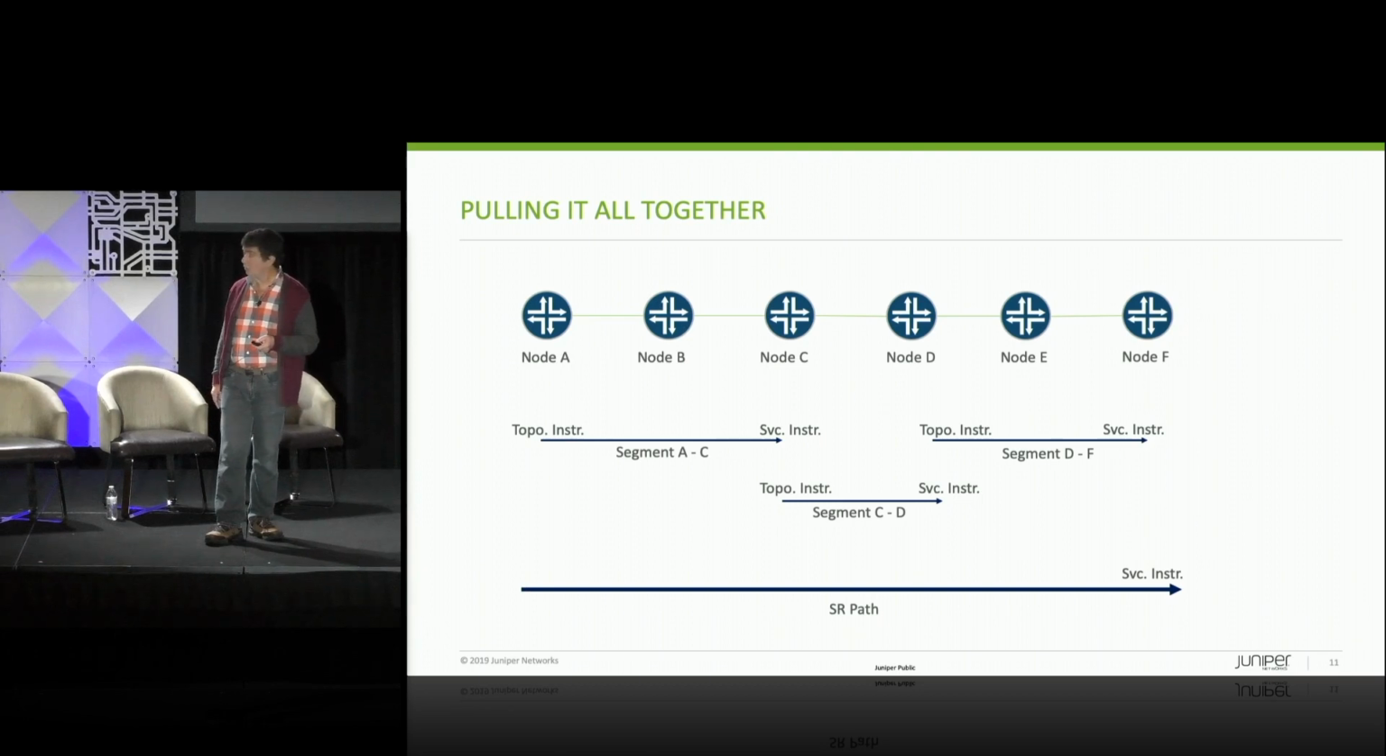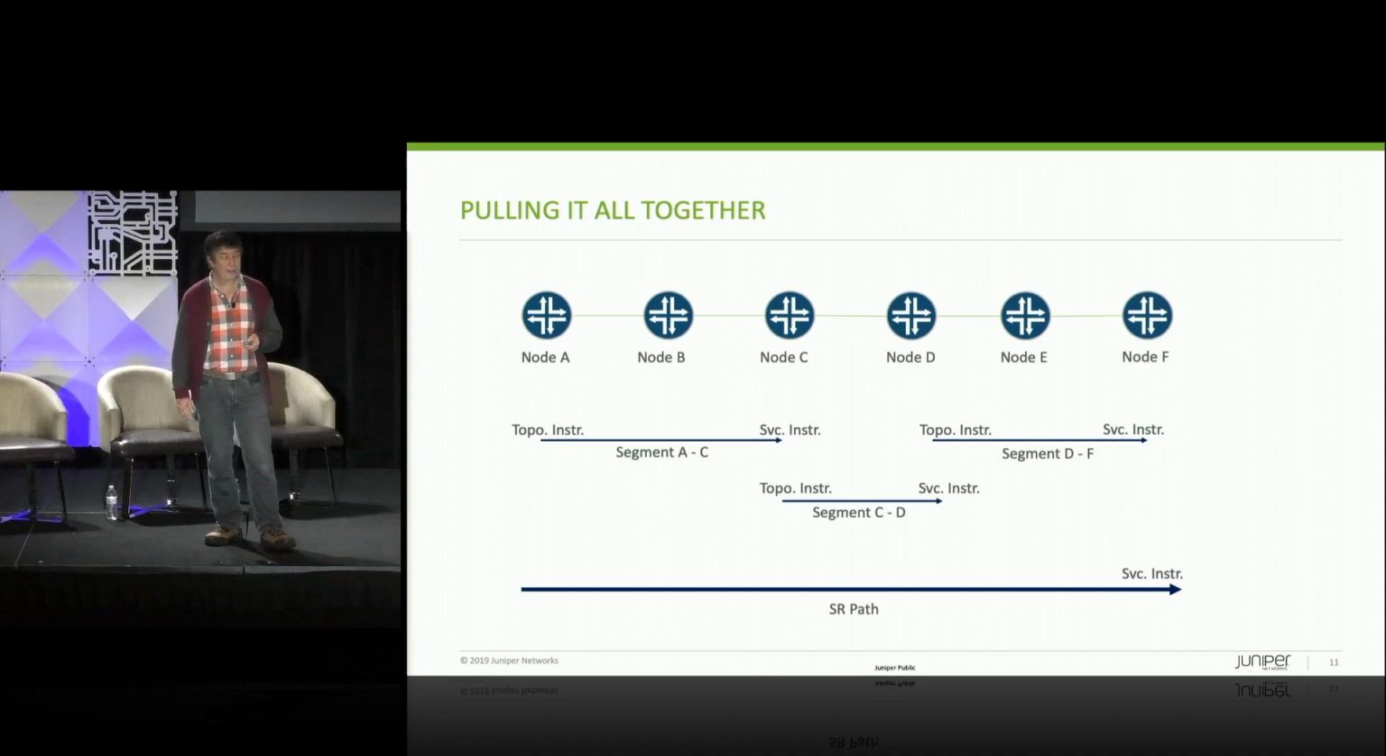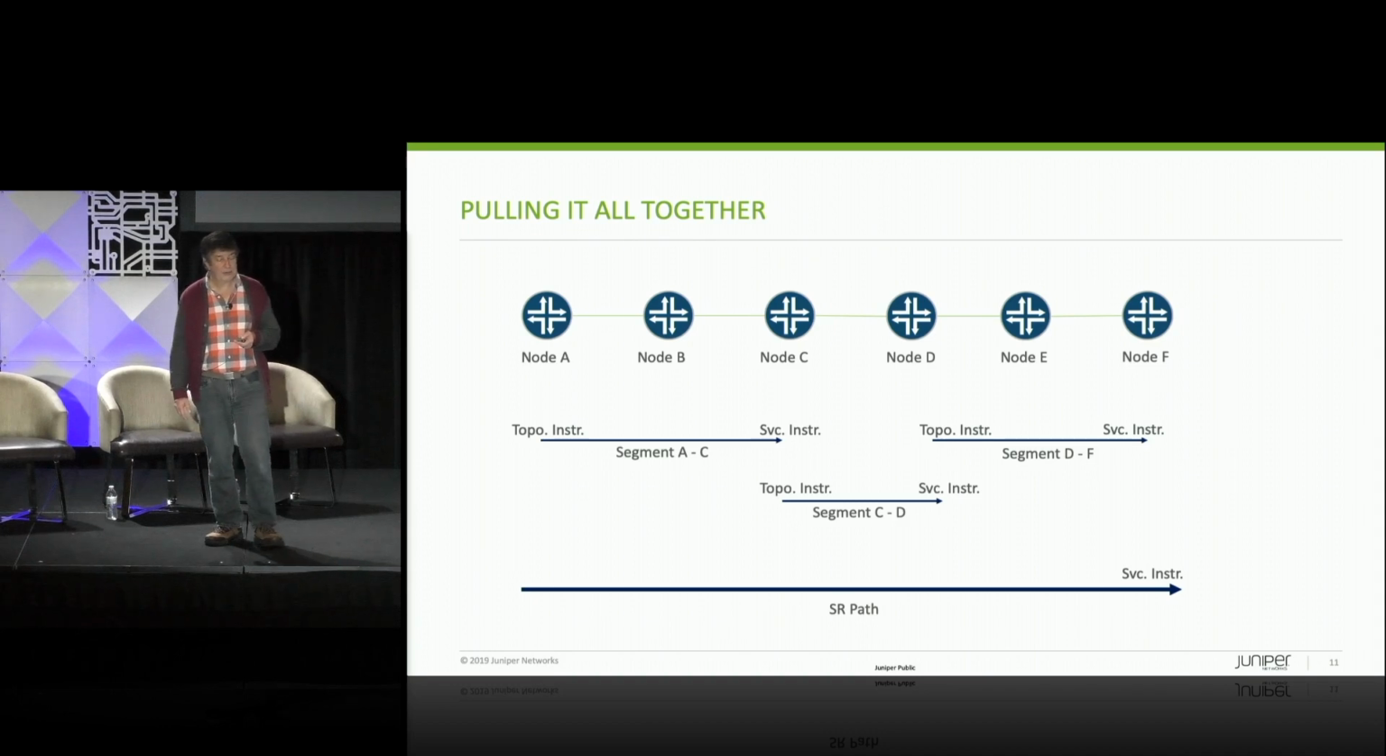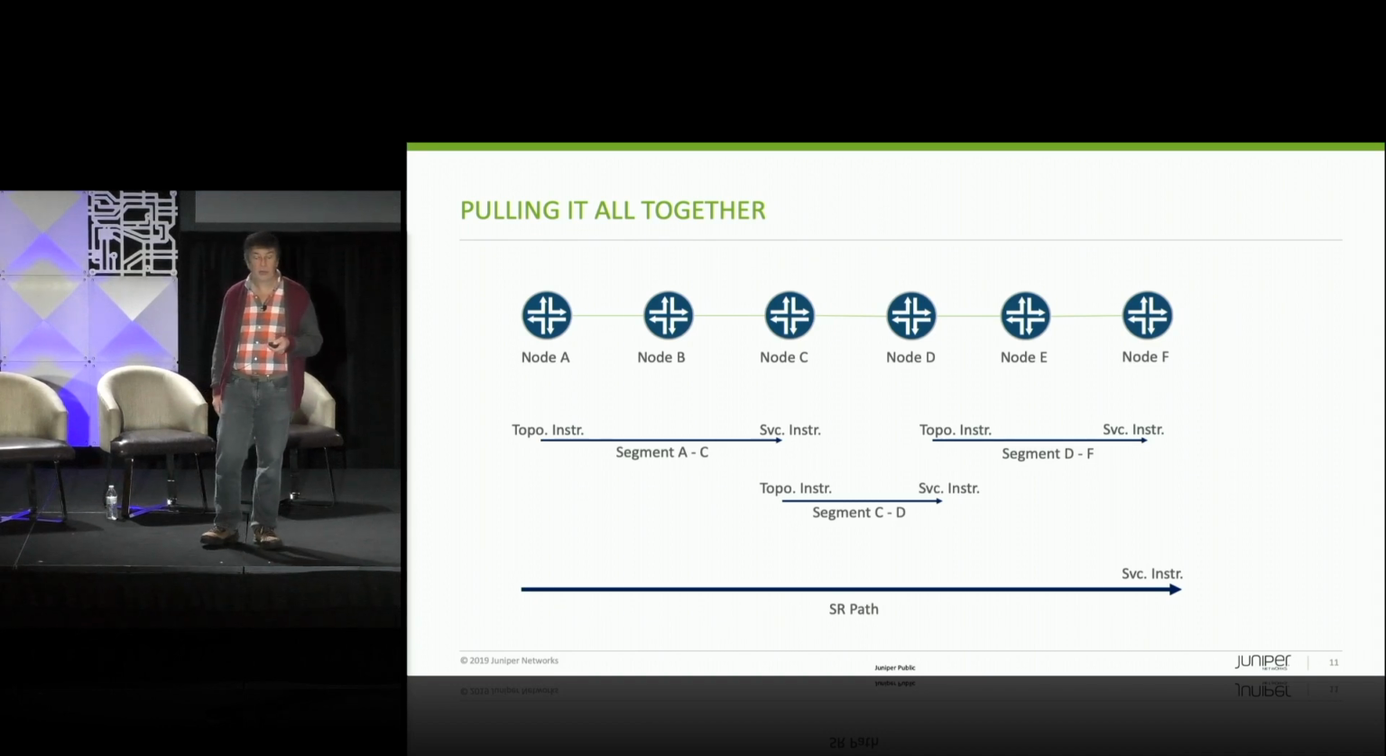Now, let's pull it all together in a picture. Here we have an SR path. It contains nodes A through F. The path contains 3 segments. You can see them AC, CD, DF. Each has a topological instruction and a service instruction, and there's one service instruction at the end of the path. Now clearly, not all SR paths have all types of instructions. The topological instructions are mandatory, the service instructions are optional.